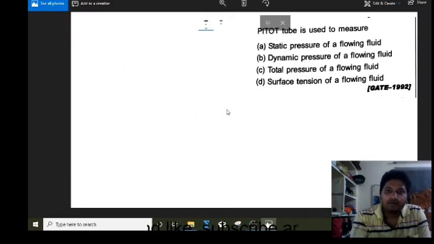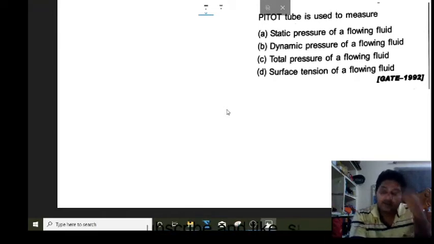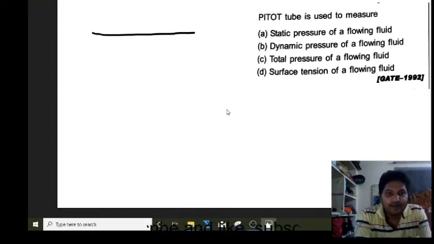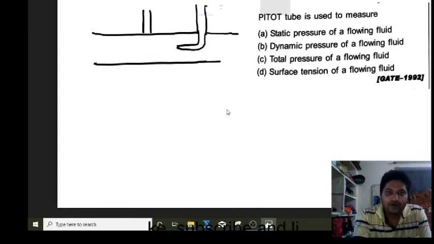Now this is the Pitot tube. Already we have seen the Pitot tube. Suppose this is my pipe, in which this is the piezometer we are inserting to measure the static fluid, and this is my Pitot tube. So the Pitot tube is measured. Now the height, whatever the height is representing here, that is called the static pressure.